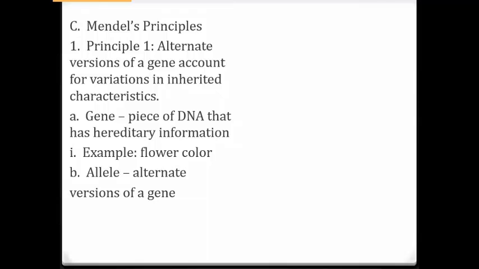So if you think about, let's say, flower color, what are some versions of flower color? Well, in Mendel's instances, he had purple and white flower possibilities. So the gene is flower color, and the alleles are all the different versions of that gene that you can have. In humans, we might have height as our gene. The alleles might be 7 foot, 6 foot 11, 6 foot 10, 6 foot 9, 5 foot, 4 foot 3; all of the different versions of height would be alleles.